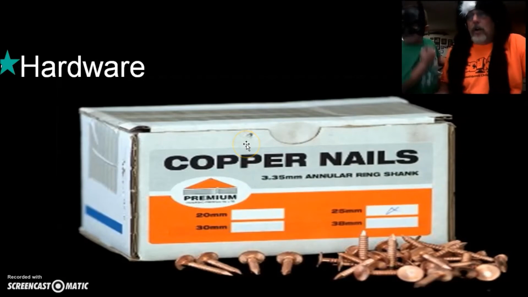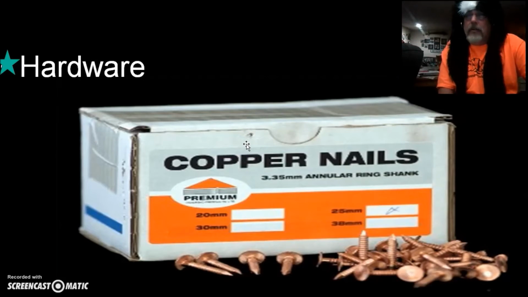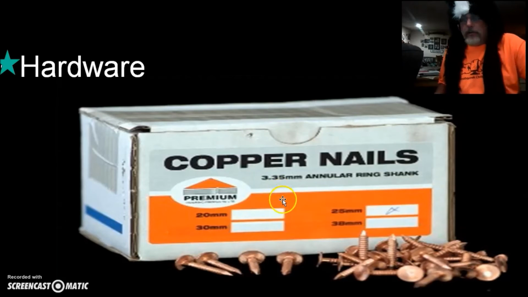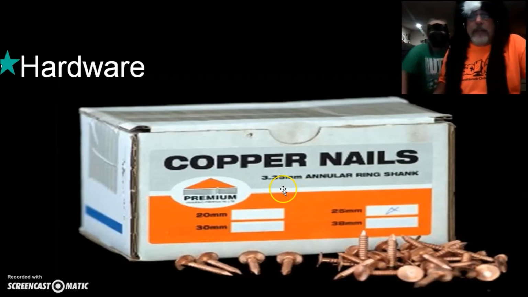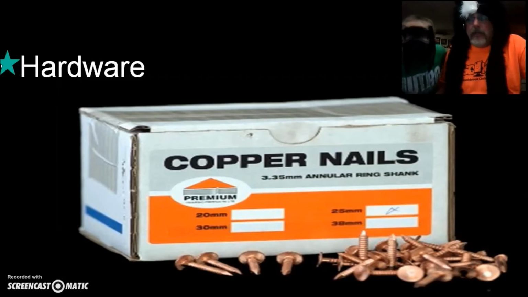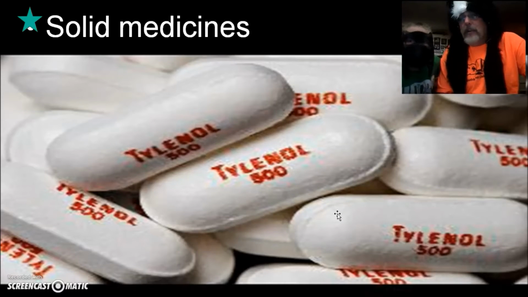Hardware. This is kind of a weird one, but if you go to the store and you buy nails or screws, you would look at the box and they don't sit around and count out that there's 2,000 nails in this box. They're going to sell it by weight. Like, for example, you might buy 5 pounds of nails.